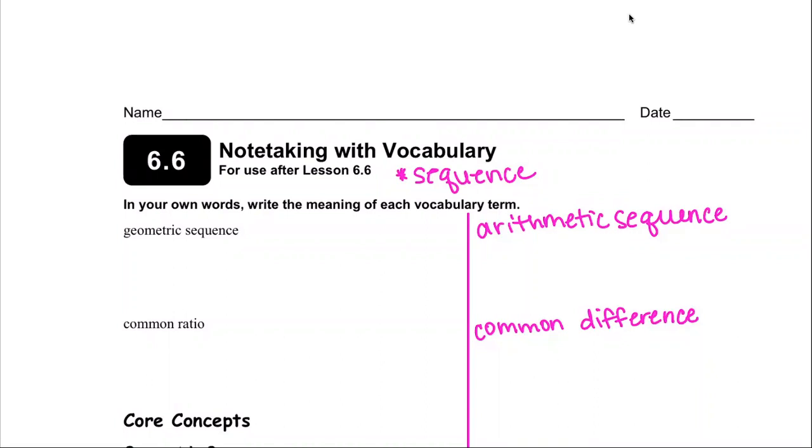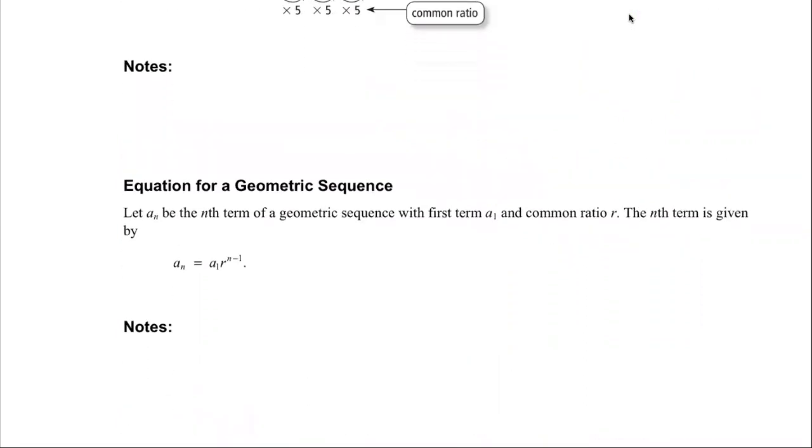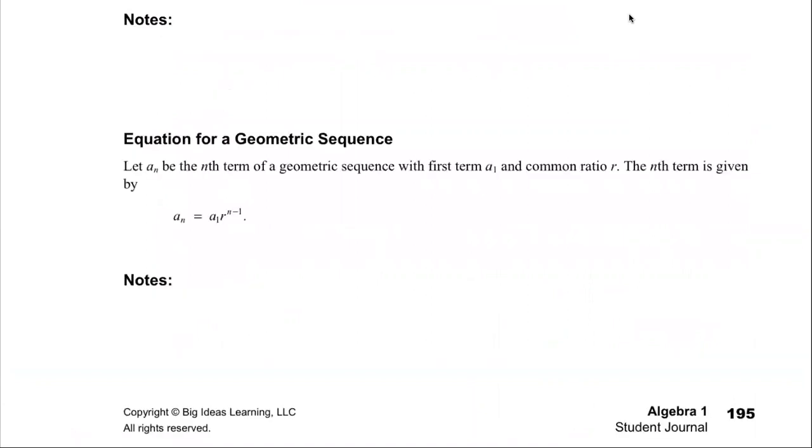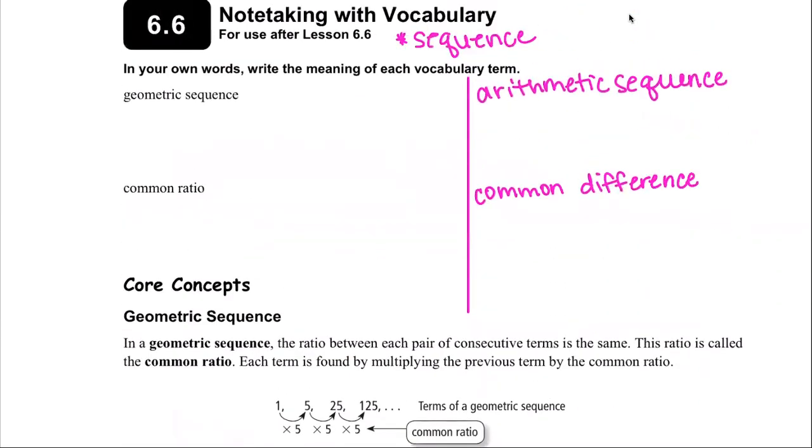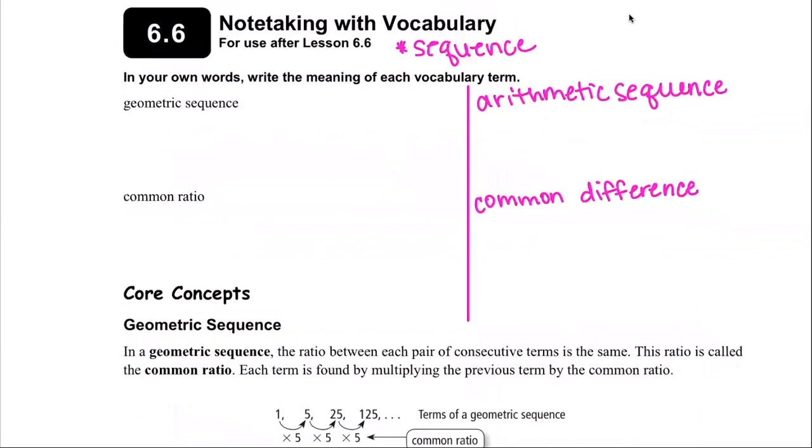Okay, good afternoon. We are going to go through section 6 notes. So I want to make sure that you are turned to page 195 in your student journal. I want you to write down the notes that I go through with you. And then you will work on your homework and check your answers.